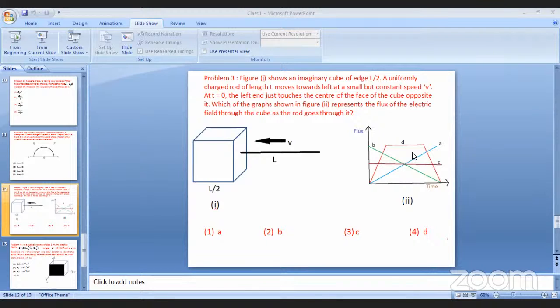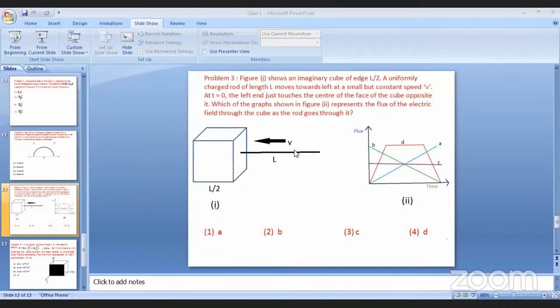So I thought that since the rod has a charge and it's moving with constant speed and it enters the imaginary cube, I just guessed that it might be D, sir.